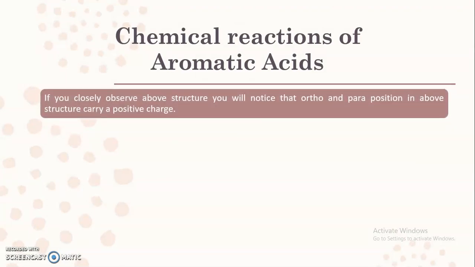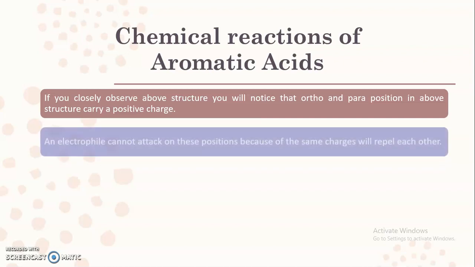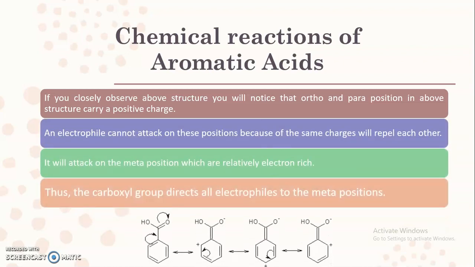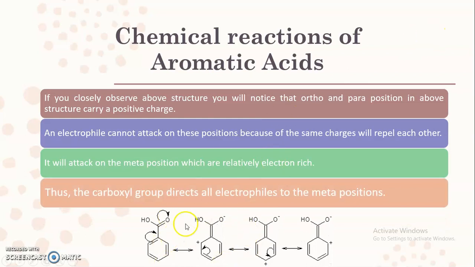Now if you closely observe the resonating structures of benzoic acid, you will notice that the ortho and para positions in these structures have a positive charge. You can look over here, this particular structure has the positive charge placed at the ortho position. Now, how can we write these particular resonating structures?